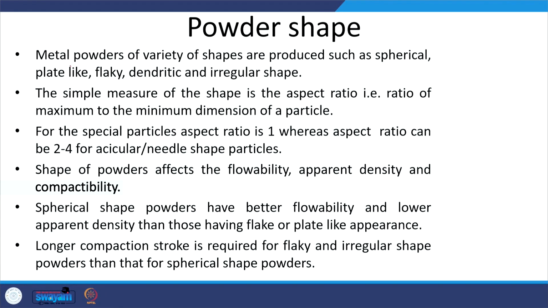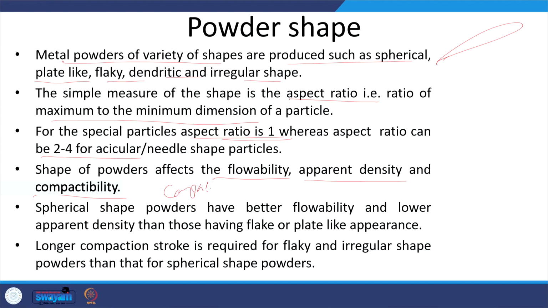Metal powders are produced in a variety of shapes: spherical, plate-like, flaky, dendritic and irregular. A simple measure of shape is the aspect ratio, the ratio of maximum to minimum dimension of the powder particle. As I said, spherical powders show an aspect ratio equal to 1, otherwise it can be greater, like 2, 4 or 6, depending on the shape of the powders being produced. Flaky powders may have a higher aspect ratio. The shape of the powders affects flowability, apparent density and compactability.